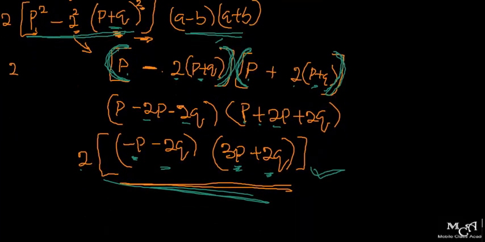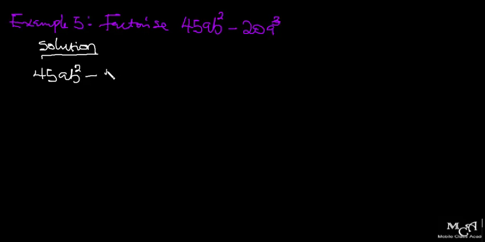So let's look at the next example. We are looking at example 5. Factorize 45ab squared minus 20a raised to power 3. This is the question. So how do we factorize this question? Solution. We have 45ab squared minus 20a raised to power of 3.